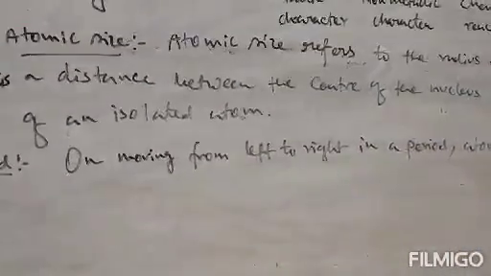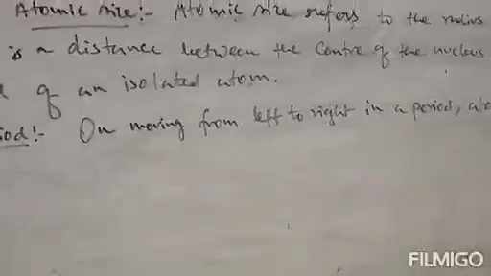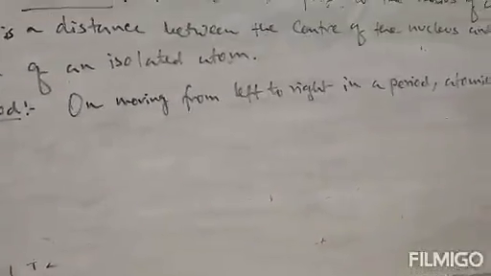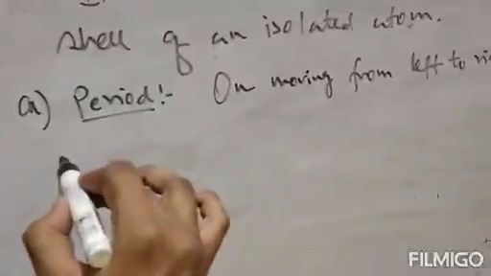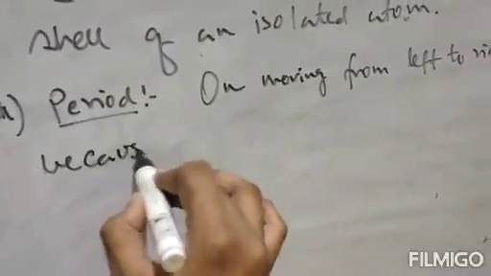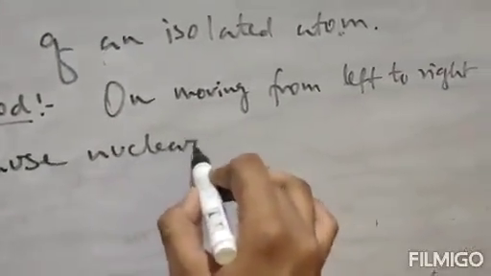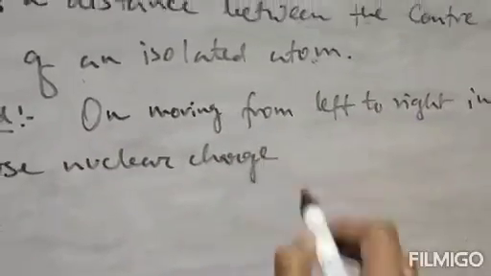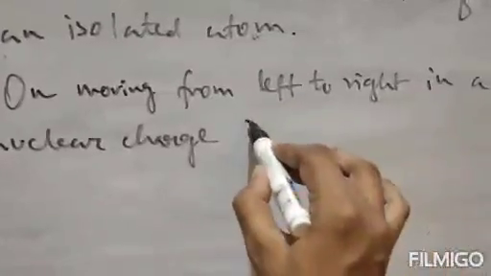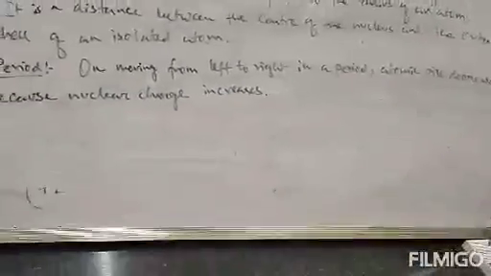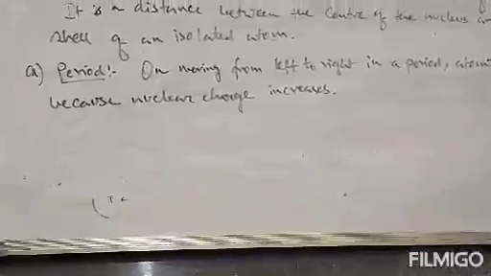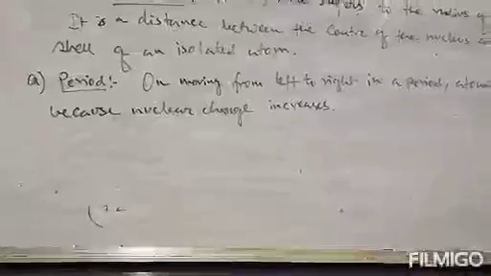Because nuclear charge will increase. On moving from left to right, nuclear charge increases. That's why the atomic size decreases. Nuclear charge means the charge present on the nucleus of an atom. So on moving from left to right in a period, atomic size decreases because nuclear charge increases.